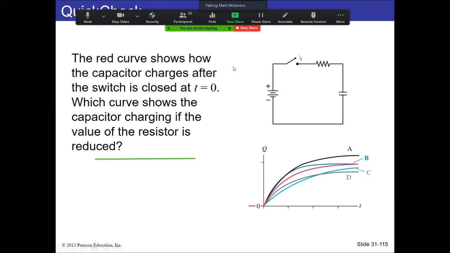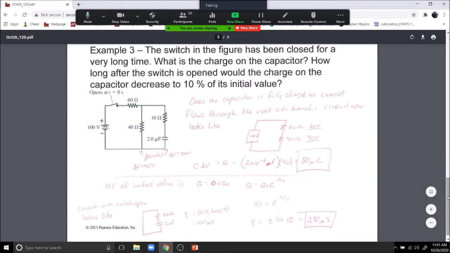Oh, that's great. Ooh, this is a tricky one. This is tricky. I like this one quite a bit. Okay, buckle up for this one. The switch in the figure has been closed for a very long time. What's the charge in the capacitor? How long after the switch is open would the charge in the capacitor decrease to 10% of its value? Let's talk about it.